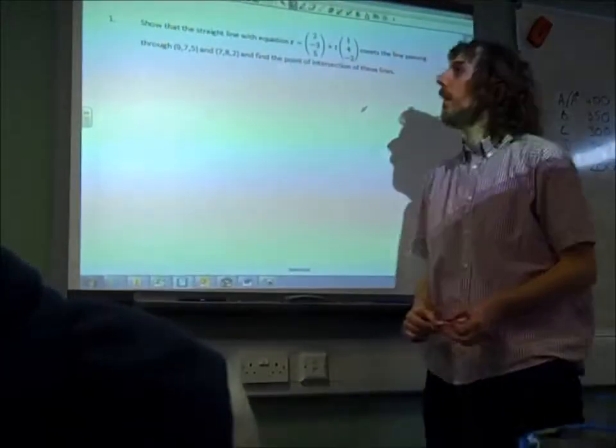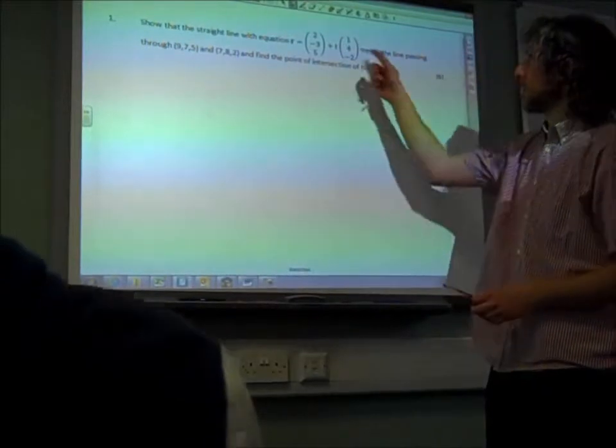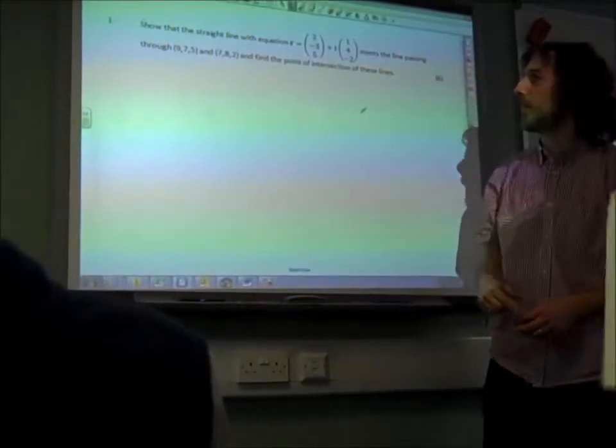Right. Question 1. Vectors. Show that the straight line with equation that meets the line passing through that, and find the point of intersection of these lines.